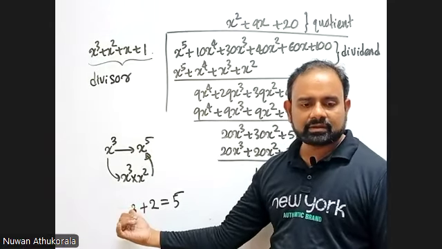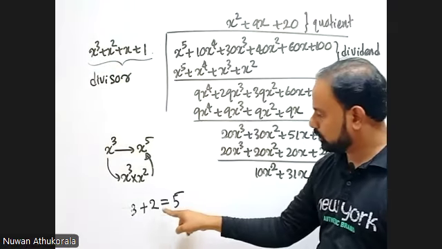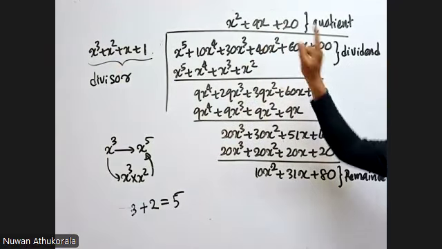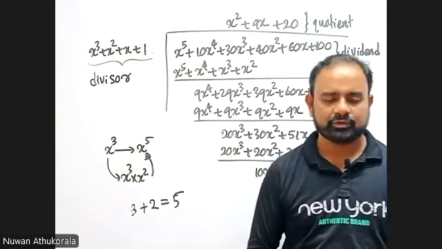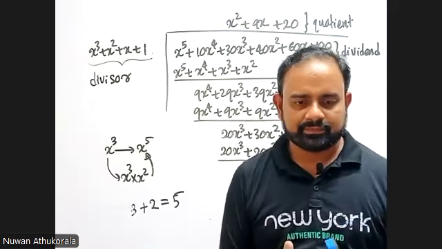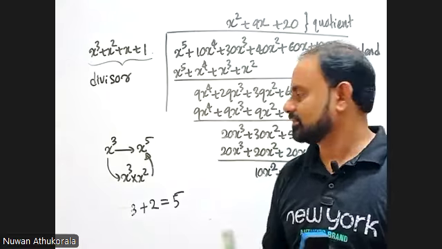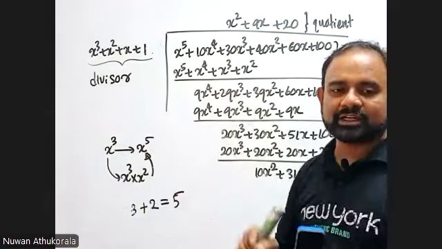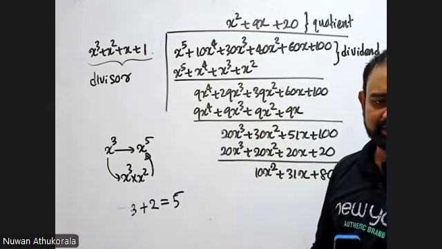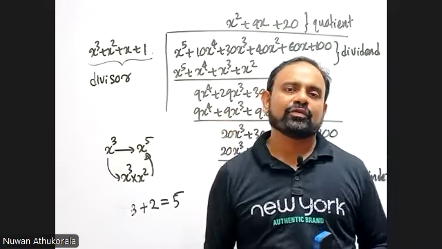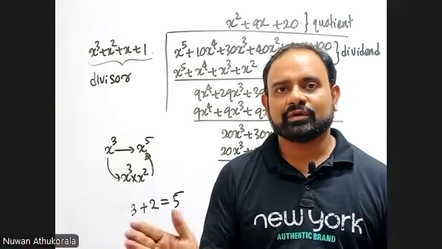Actually 3 is the degree of divisor, 2 is the degree of quotient, 5 is the degree of dividend. So, we can form the equation, right. Degree of divisor plus degree of quotient is equal to degree of dividend. Always degree of divisor plus degree of quotient should be equal to degree of dividend.